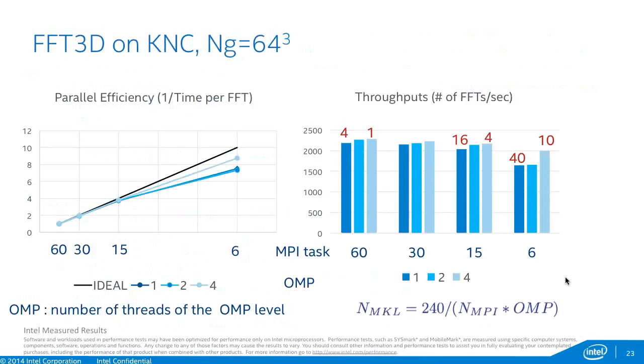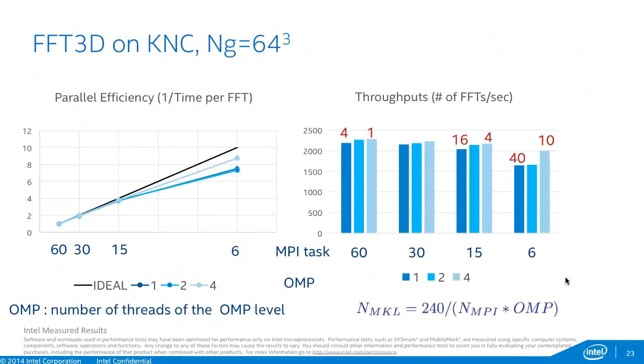So FFT, pretty similar story. Here I'm going to show you the 3D FFT on KNC, for a 64-cube problem. Here I want to show the FFT parallel efficiency again, the time to solution issues. Can we choose a different number of threads for FFT while keeping the throughput constant? In fact, I think for a wide range of MKL threads and OpenMP, you are able to do that. So the parallel efficiency follows the ideal parallel efficiency, which is good.